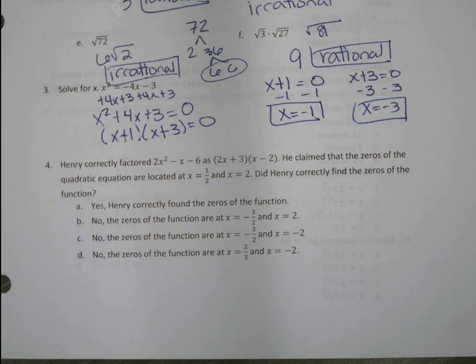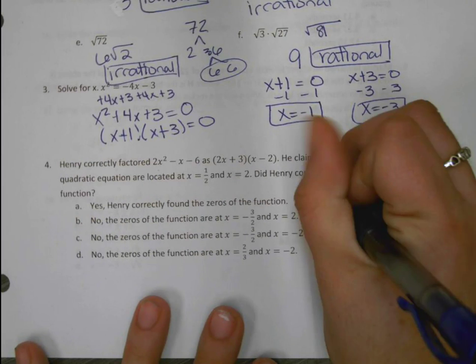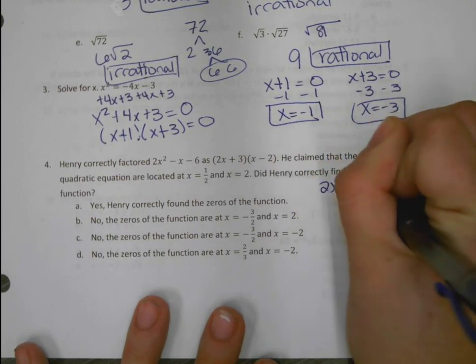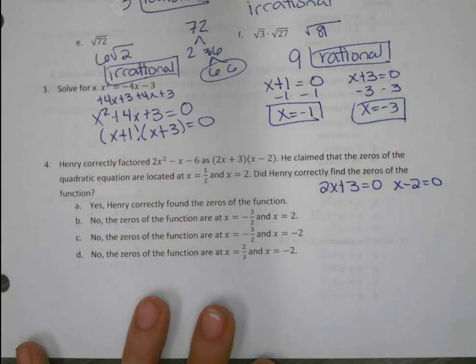Number 4 tells me that Henry factors 2x squared minus x minus 6 as 2x plus 3 times the quantity of x minus 2, and that he says the zeros of this equation are located at x equals 1/2 and x equals 2. We want to figure out if Henry correctly got these zeros to this equation. So what I'm going to do is I'm going to take the two pieces that he factored, and take each of those and set them equal to 0. So I have 2x plus 3 equals 0, and x minus 2 equals 0.